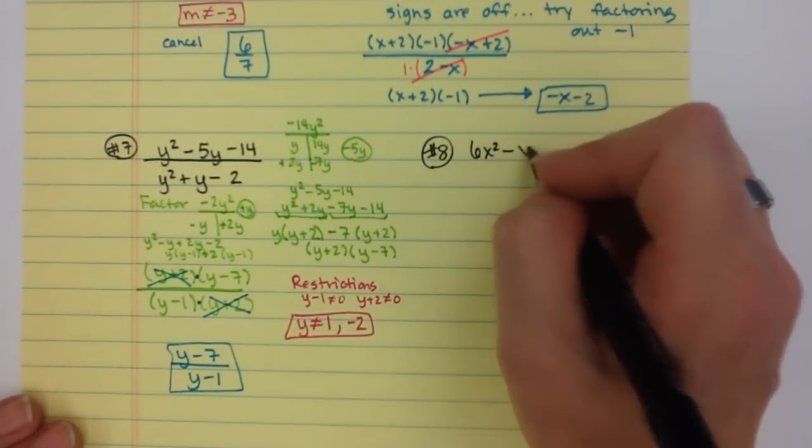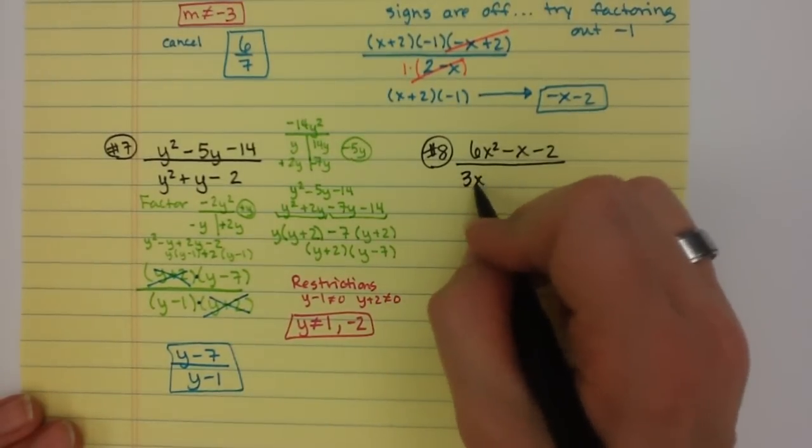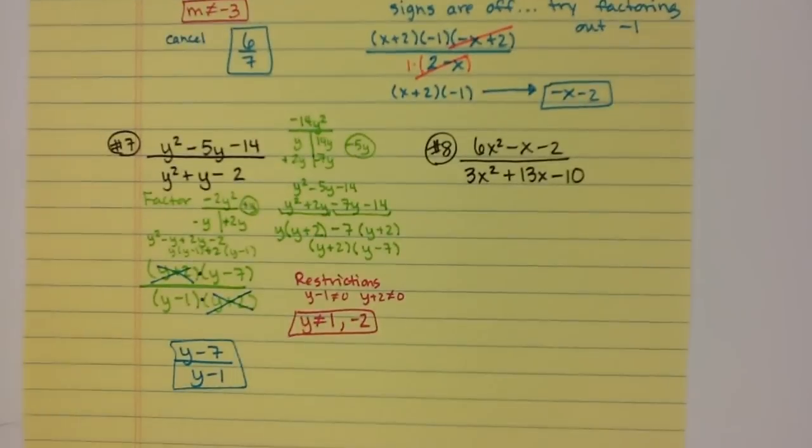6x squared minus x minus 2 over 3x squared plus 13x minus 10. This one looks like it's going to be a doozy to factor.